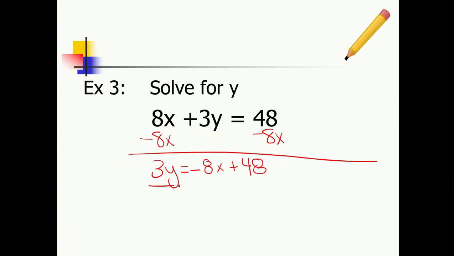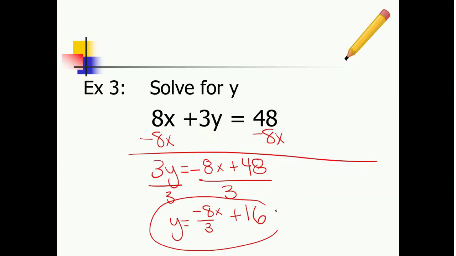I need to get that 3 away. Let's divide by 3. And I'll be left with negative 8 thirds x plus 16. Yeah, 16. There we go.